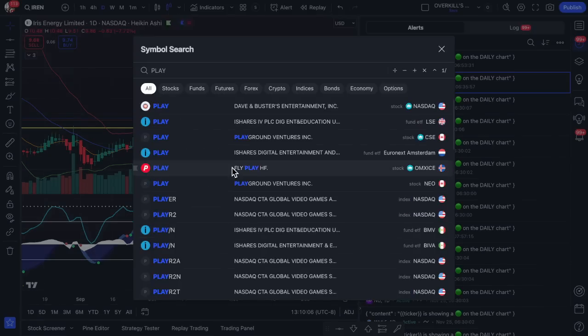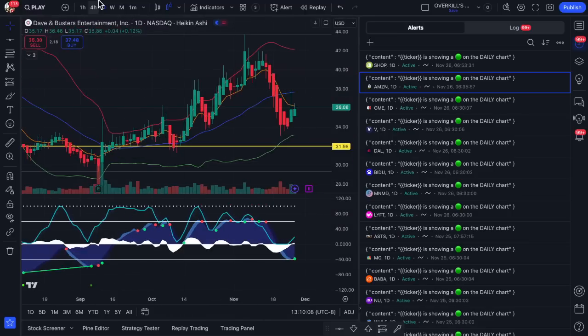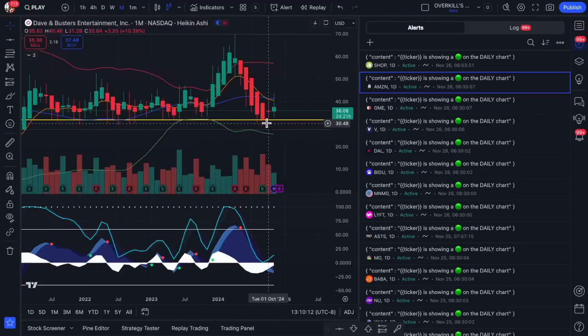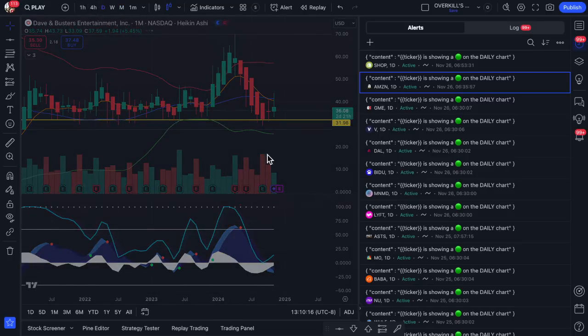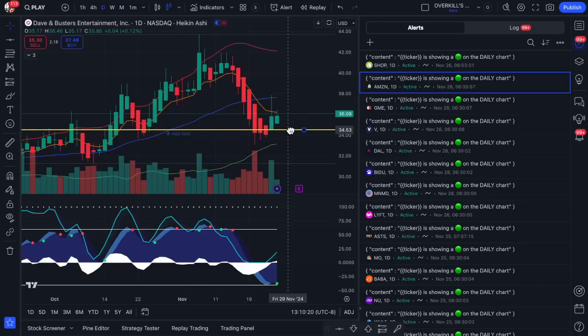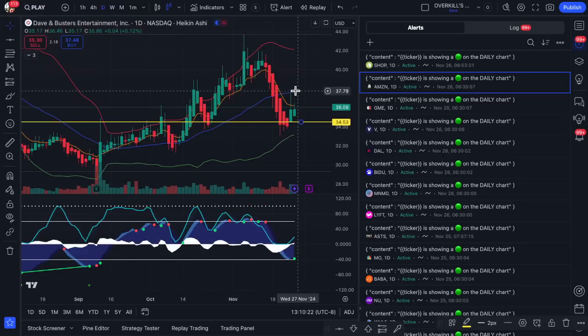Play, P-L-A-Y. We got the monthly showing green still. Monthly's definitely still green, so that's reversing here. On the daily, you can see, boom, you got that first green dot coming in today. So this is a good setup here. 34.50 is going to be the stop loss. I'd look to exit that around 42.